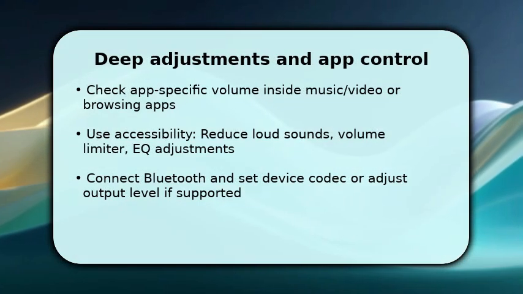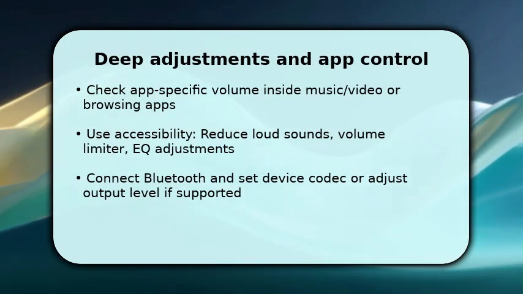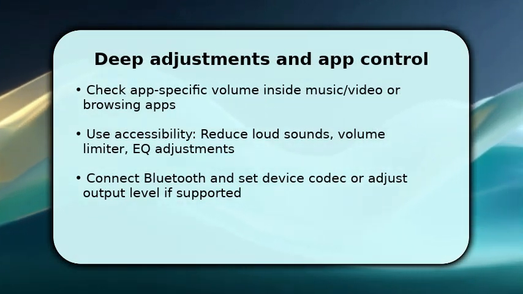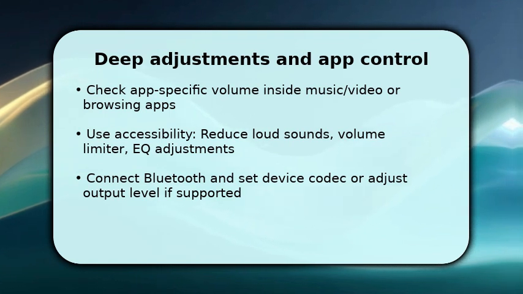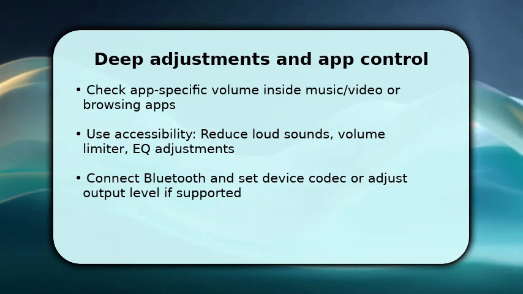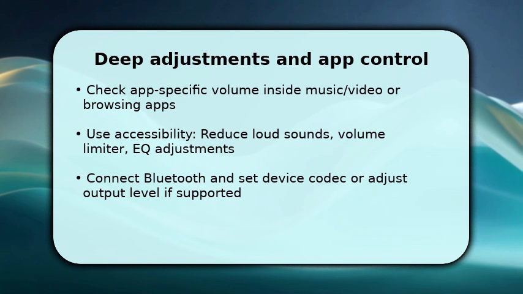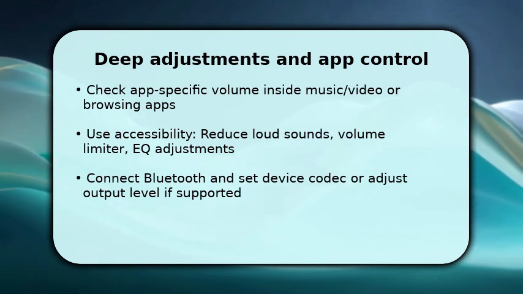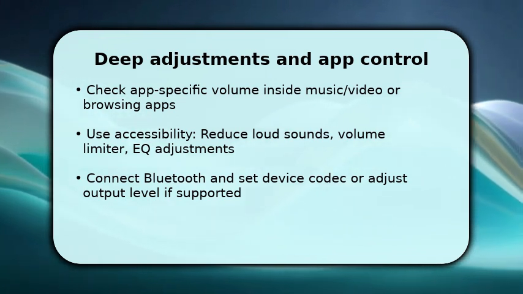Once the system sliders are low, open any app that still sounds loud and lower its internal player volume. Apps often override system defaults. Then go to Accessibility or Sound Enhancements and enable features like Reduce Loud Sounds, a built-in volume limiter, or adjust the equalizer to cut highs and mids.